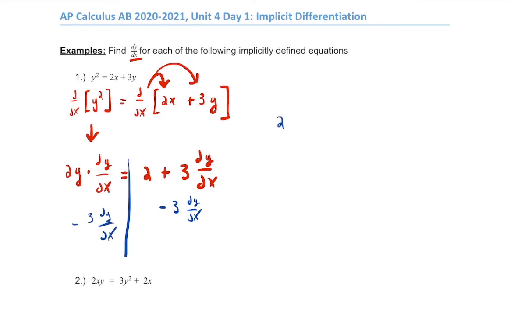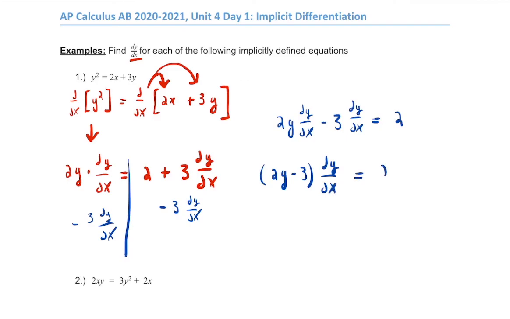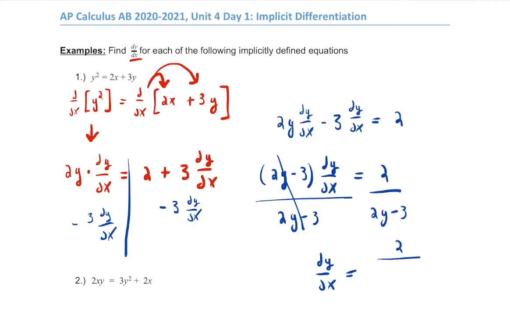What that's going to leave us with is 2y dy/dx is equal to 2y dy/dx minus 3 dy/dx is equal to 2. And what this allows us to do is to factor out a dy/dx. And the fact that we've factored it out allows us to then divide by 2y minus 3 on both sides, so that we have dy/dx equals 2 over 2y minus 3.